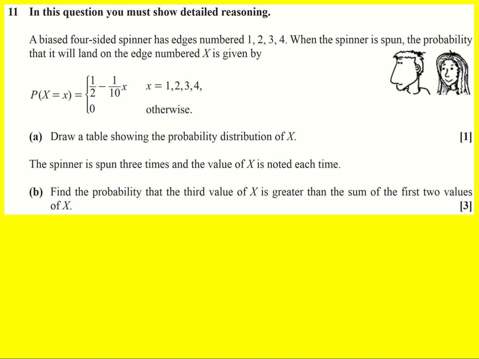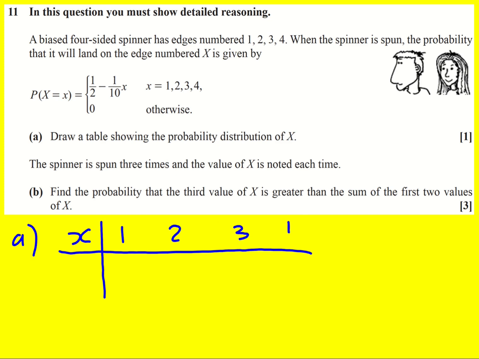We've got a spinner with edges 1, 2, 3, 4. It's spun, and the probability is given by this distribution here. But we are asked to put this information into a table. So I've got x, and then it can be 1, 2, 3, or 4.